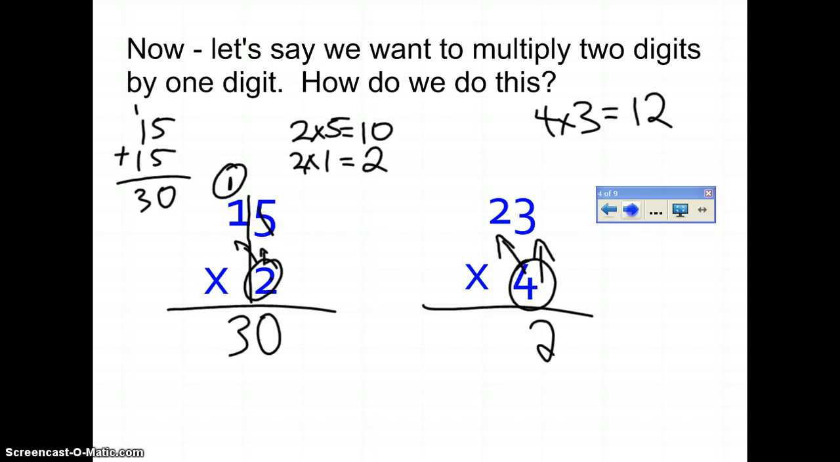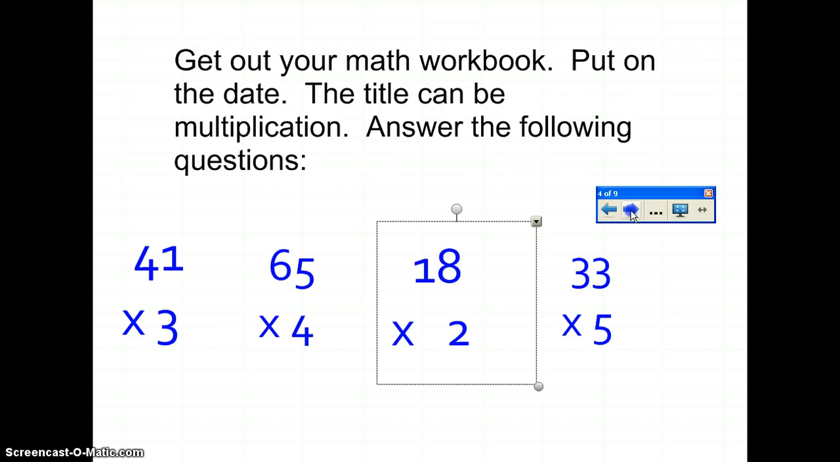Remember, 2 goes in the bottom, and the 1 has to go up, just like we're carrying in addition. Now we've done the 4 times 3. Let's do the 4 times 2. So what is 4 times 2? Well, what is 4 plus 4? 4 plus 4 is 8. And then remember, add that 1. So 8 plus 1 is 9. So 23 times 4 equals 92. Let's keep going.